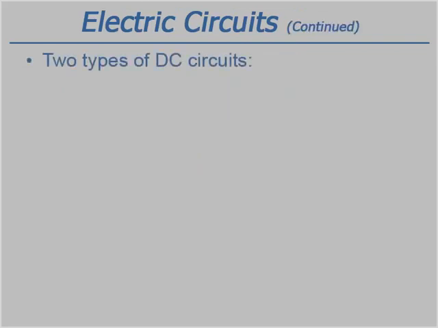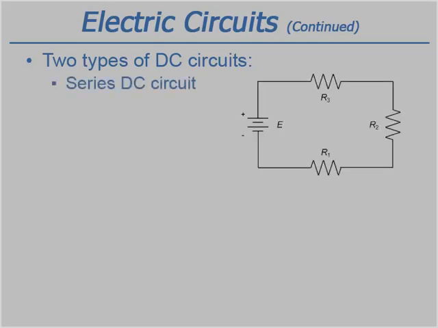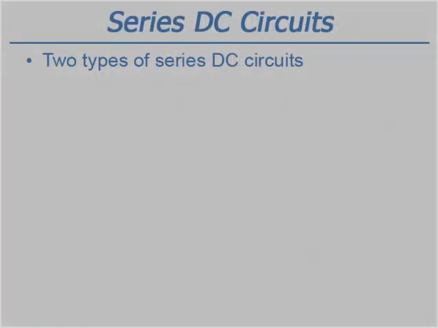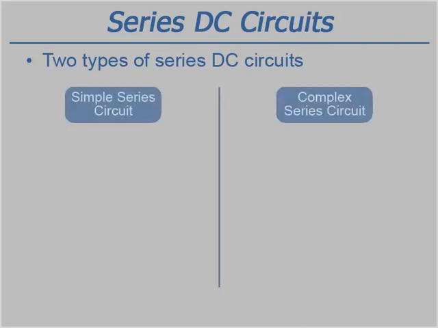There are 2 types of DC circuits, a series circuit and a parallel circuit. First, let's discuss the characteristics of a series DC circuit. There are 2 types of series DC circuits, a simple series circuit and a complex series circuit.